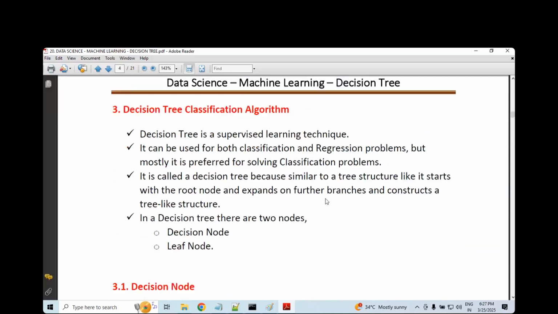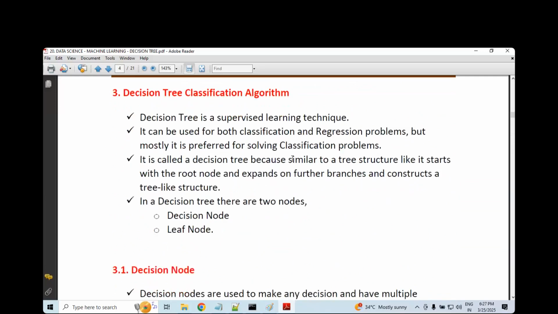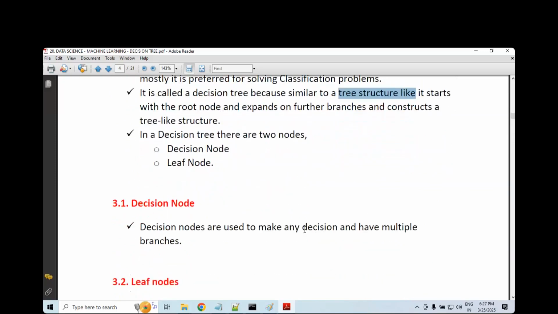It is called a decision tree because it is similar to a tree structure. It starts with the root node and expands into further branches, constructing a tree-like structure. In a decision tree, there is some terminology you need to understand. There are two nodes: one is the decision node, and the next one is the leaf node. What do you mean by decision node? Decision nodes are used to make decisions and have multiple branches. Imagine once you accepted an offer, you notice multiple options keep coming.